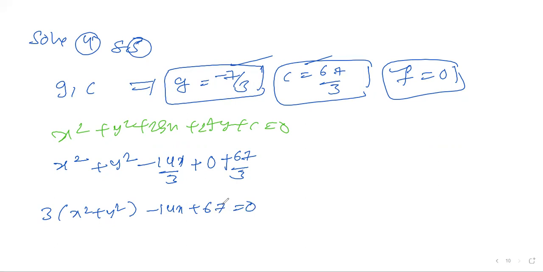Am I clear, right? Is c minus 67 or plus 67? I think c is minus 67. When I was doing it, I made a mistake. It is minus 67. Okay, minus 67. This is the final equation for the given question.